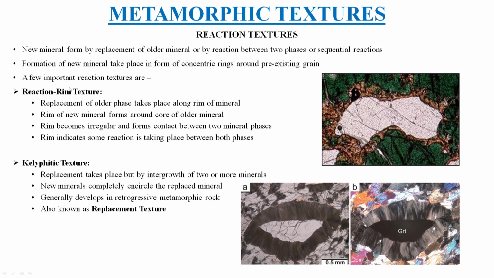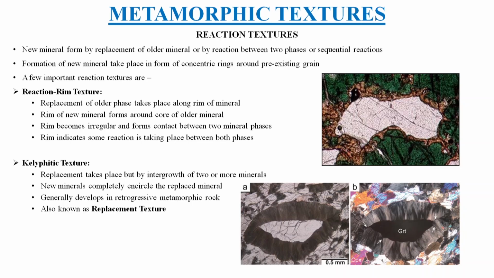Now there are various kinds as well, just to refer to two common reaction textures. The first one is reaction rim texture, where replacement of the older phase takes place along the rim of the mineral. A rim of new mineral forms around the core of older mineral like this. The rim becomes irregular and forms contact between two mineral phases, and the rim indicates some reaction taking place between both phases. So, there is continuous ion exchange between the rim and the core of the reaction rim texture.